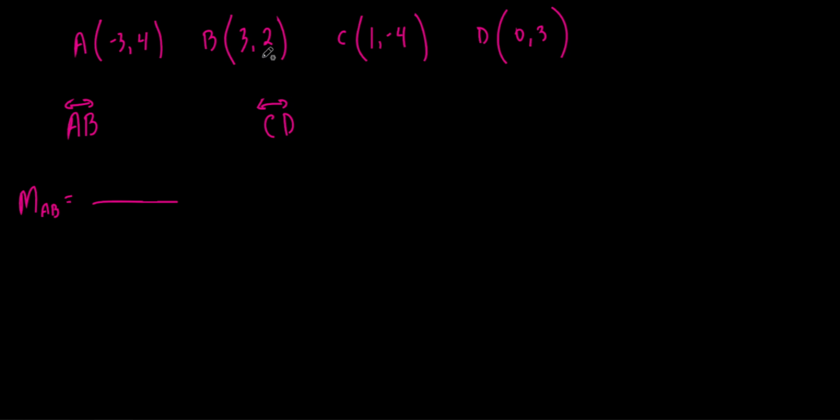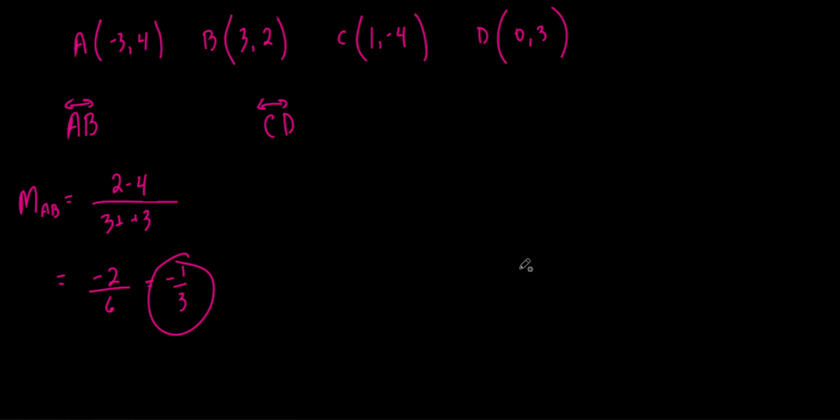Change in, that's another class. Y2 minus Y1, remember that? Okay, so let's do it. 2 minus 4, and then 3 minus negative 3, good. 2 minus 4 is negative 2. 3 minus negative 3, that's plus, that's 6. And what does that reduce to? Negative 1/3. So that's the slope of line AB.